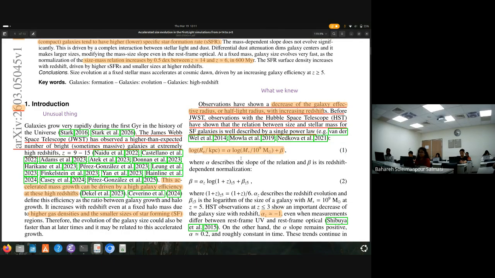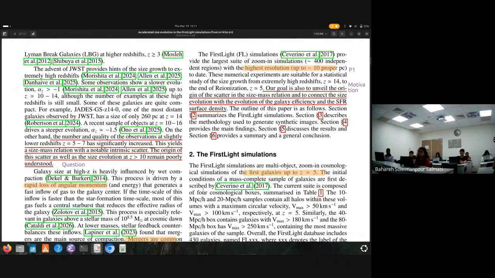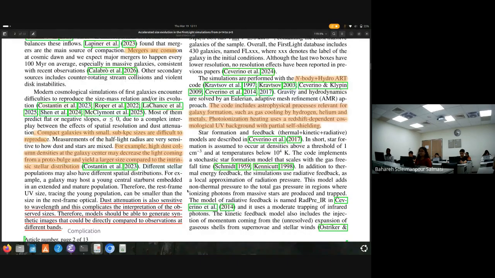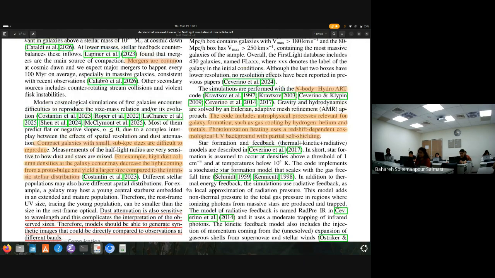However, when we see the JWST data, there is a lot of scatter in this relation at higher redshifts. So the question here is why this scatter is there and why it does not follow the mass size relation at these higher redshifts. One of the complications why this has not been done before and why it is novel to this study is the dust attenuation. They use the simulation and also incorporate the dust attenuation in their simulation.